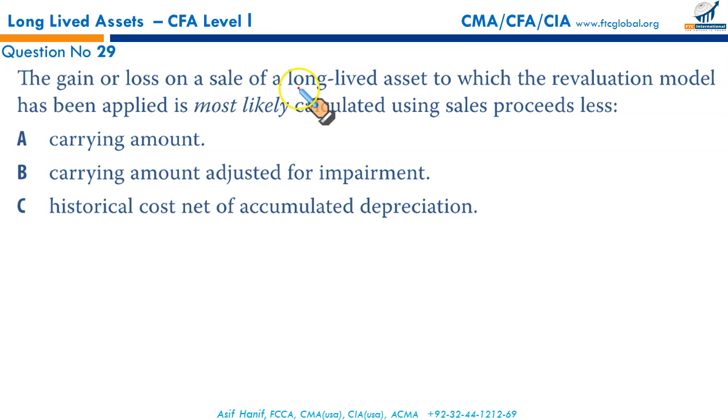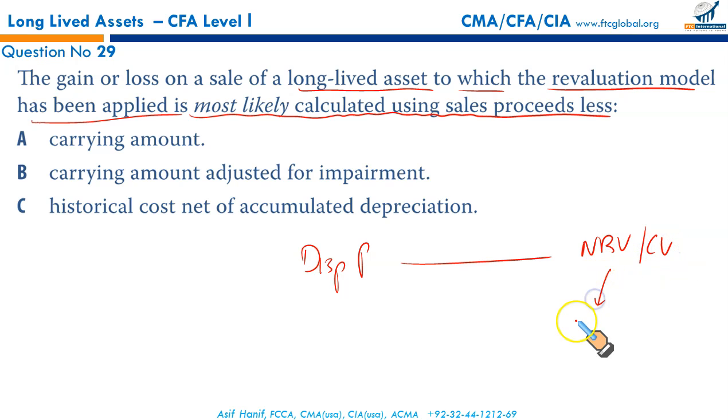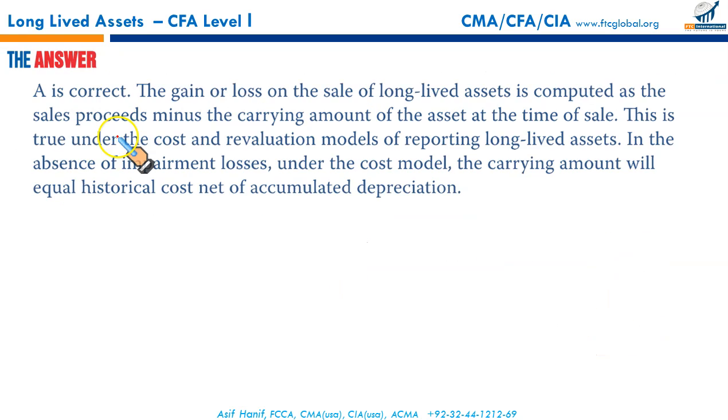The gain or loss on sale of a long-lived asset to which the revaluation model has been applied is most likely calculated using sale proceeds less what? When you want to determine whether there is a loss or gain on disposal, you compare your disposal proceeds with the net book value, or the carrying value. And how do we calculate the carrying value? That is the original cost minus accumulated depreciation. So you compare your disposal proceeds with the carrying amount or the net book value. That's A.